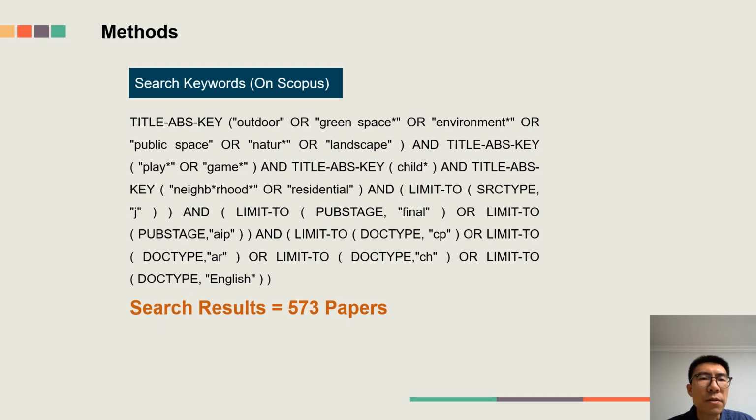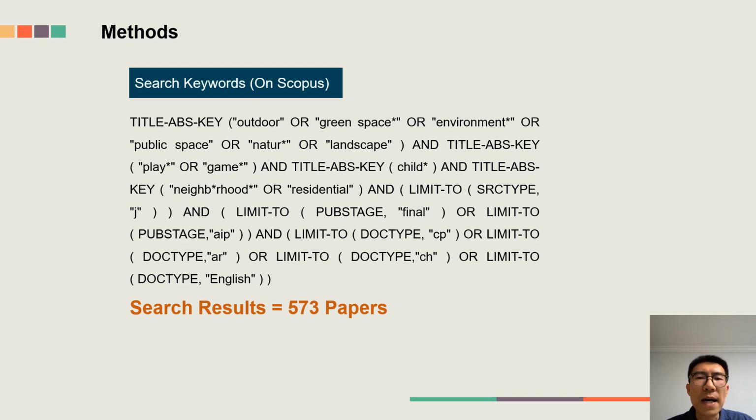These are the research methods. The literature research is through the Scopus database because it covers most journals worldwide and has relatively comprehensive coverage. I used the advanced search function, taking the results of the past 10 years, from 2013 to 2022, as the research duration.